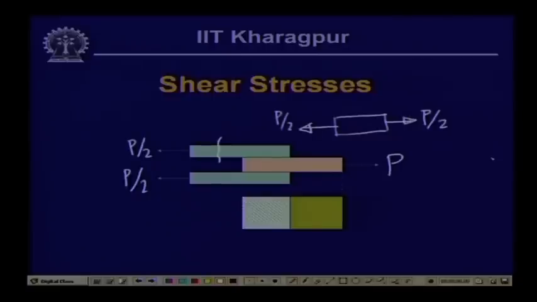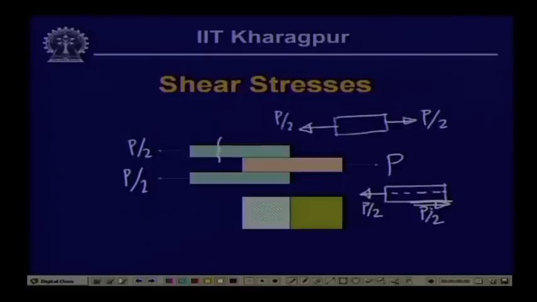If we take the free body of the other part, the resistive internal force is P/2, and this force will be registered at this interface, and this also will be P/2. Though this force is eccentric with respect to the central line of this body, this thickness being small, we neglect the other effects because of these forces.